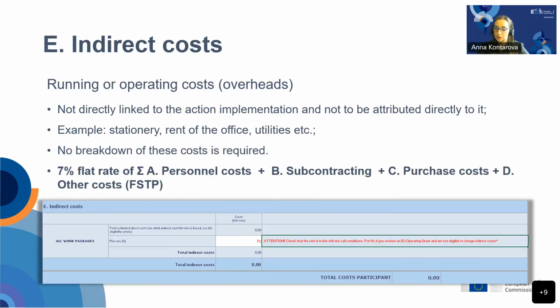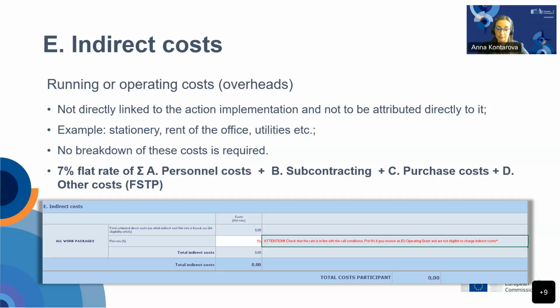And the last cost category are indirect costs. These are basically running and operating costs or overheads. For example, these are the computers which I was mentioning, which you would use normally during the operation of your entity, stationery, rent of the office, utilities to pay. Basically, they are not specific costs directly linked to the action implementation, and they cannot be attributed directly to it, but they must represent a fair portion of the overall overheads and comply with the eligibility conditions.